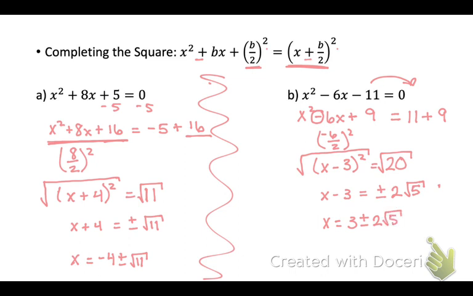We can't combine those. Now, if it came out to be a whole number, then I could do the math, right? I could do it with both the positive and the negative, but I can't.